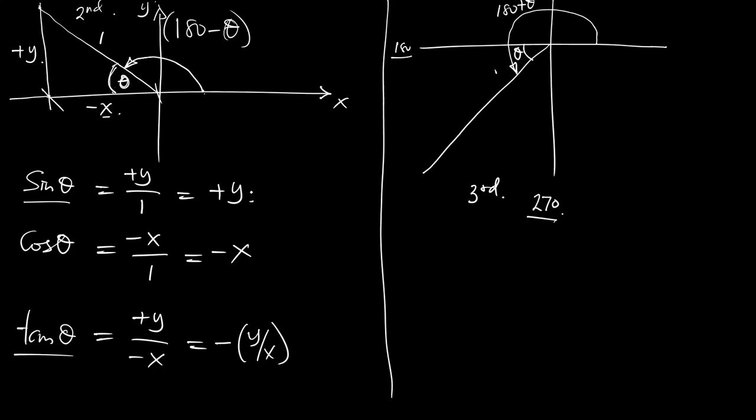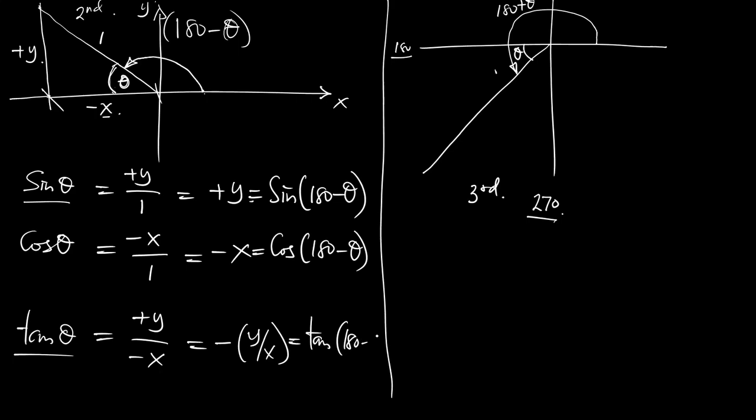But this can also be written from what we have gathered so far. This plus y can also be written as sine 180 minus theta. And this minus can be written as cos 180 minus theta. And this minus y all over x can be written as tan 180 minus theta. So from here to here, the angle is 180 plus theta. So now let's look at sine 180 plus theta. Now you need to form a triangle on this.